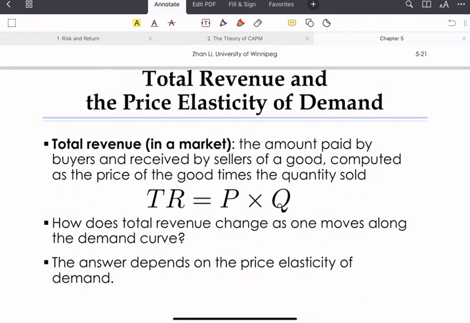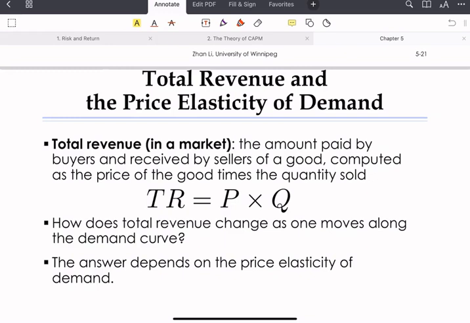So first, we define total revenue. Well, this is a very easy to understand definition, right? So basically, let's say if you sell 10 apples and the price of the apple is $2, then obviously the total revenue is $20. So basically, you can see that total revenue can be defined by price P times quantity, right?